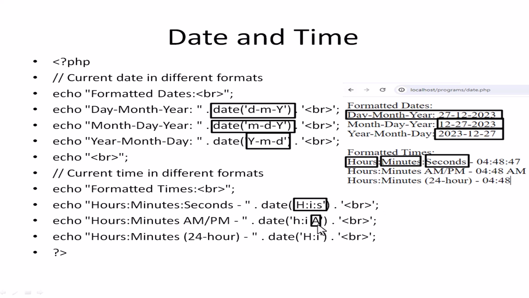For example, if you want to show the hour and minutes in the 24-hour format, you use this hour and I. So what is I? I is minutes. So here it is going to show hour and minutes. Let us see by executing this particular program.